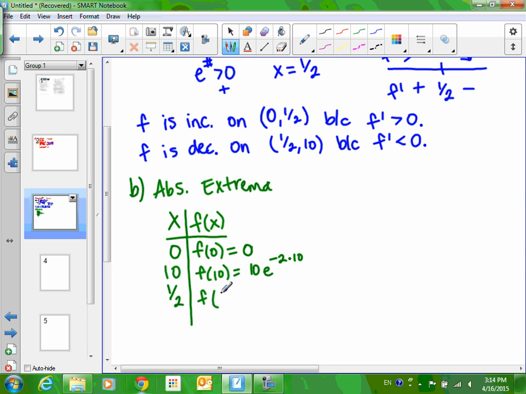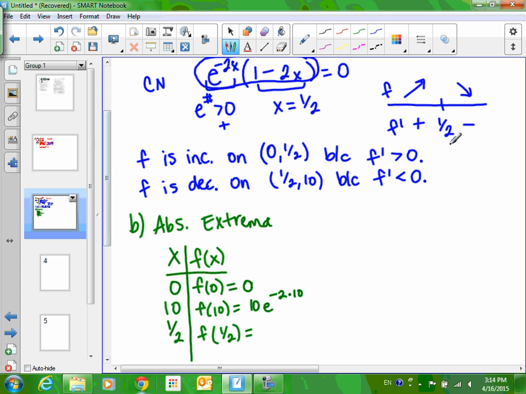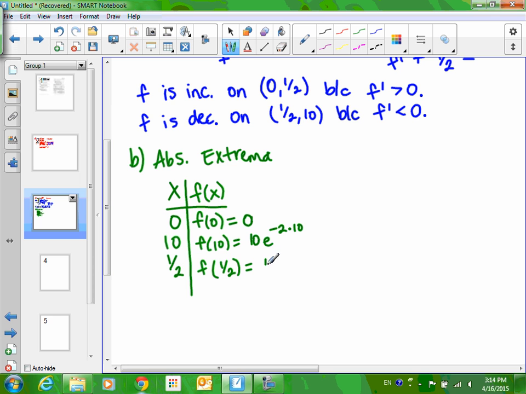All right, do you think f of 1/2 could be the absolute min? No, probably for the same reason, and because it's increasing. So this would be 1/2 e to the power of negative 2 times 1/2. So the absolute min, it wants the x and y coordinates. So the absolute min is happening at 0, 0.